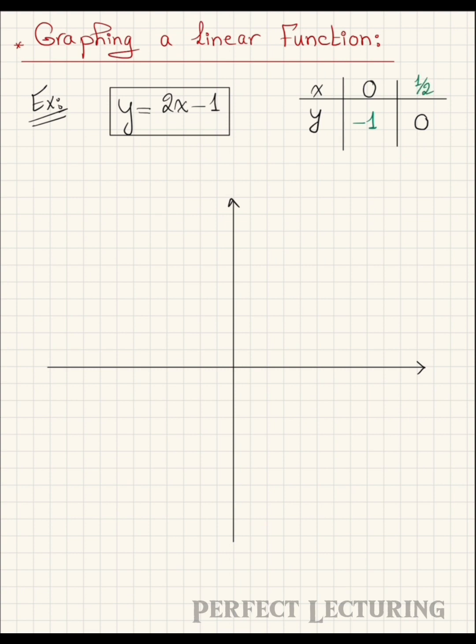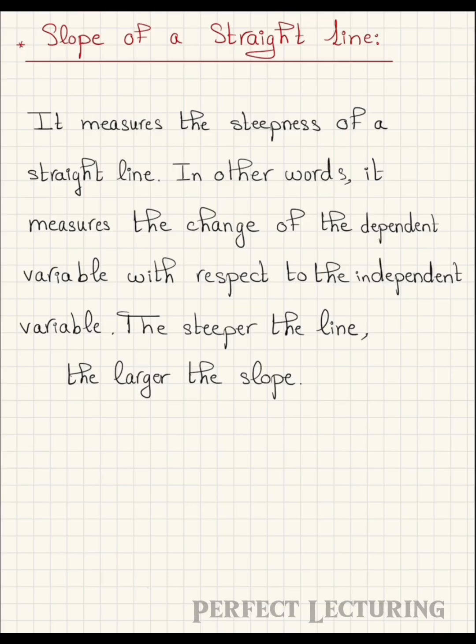So we have 2 points, (0, negative 1), it's here, as well as (half, 0), it is here. We join these 2 points and we end up with a straight line whose equation is y equals 2x minus 1. Let us move on to the slope of a straight line.